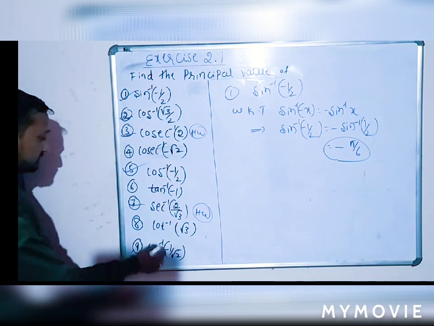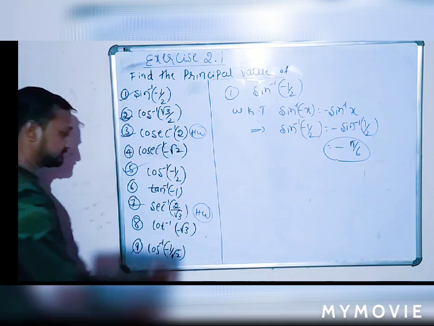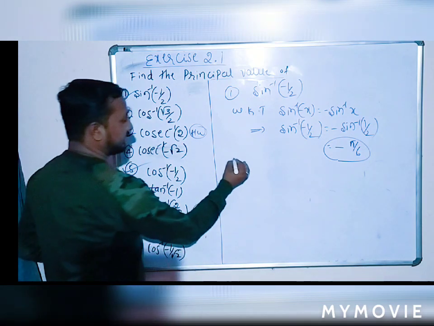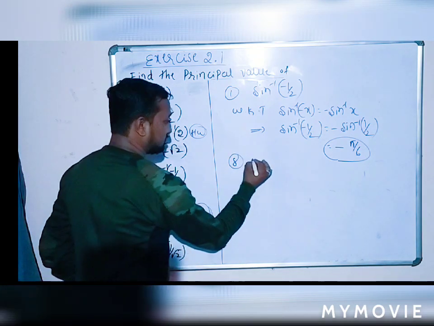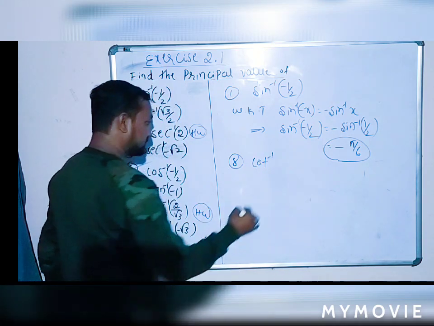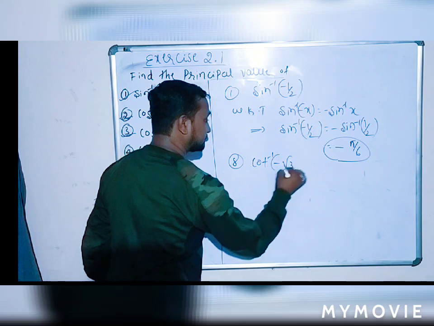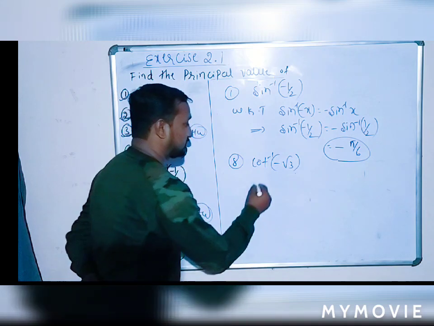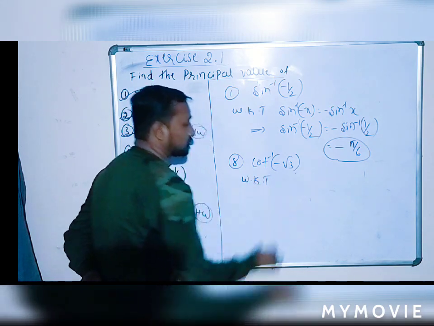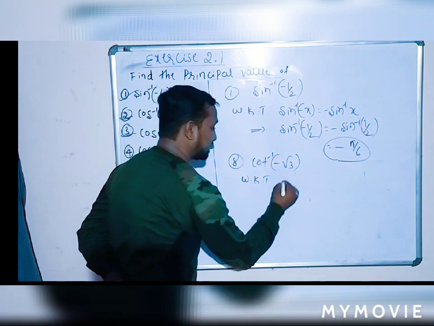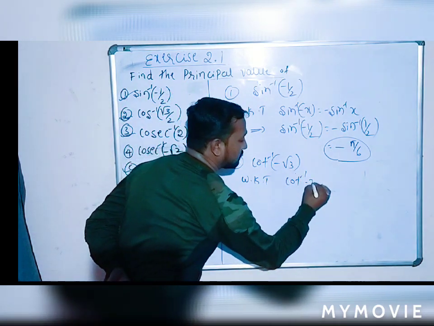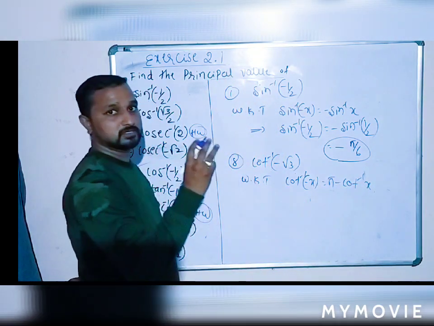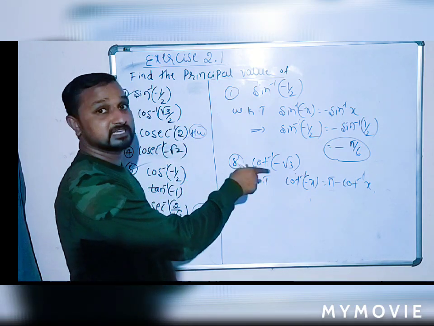Another one I can take. This is cot inverse of minus root 3. Cot inverse of minus root 3. Is that clear? Same, we know that. Directly, we know that cot inverse of minus x equal to pi minus cot inverse x. Cos, cot and sec are pi minus of that angle.